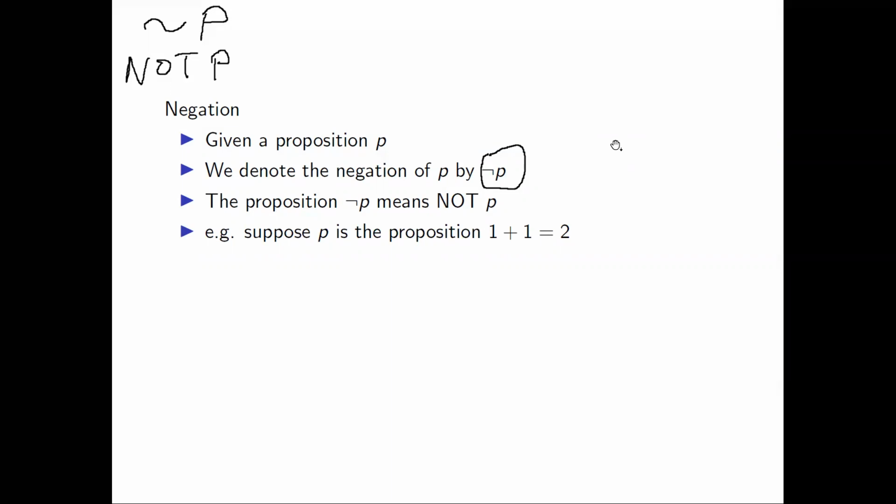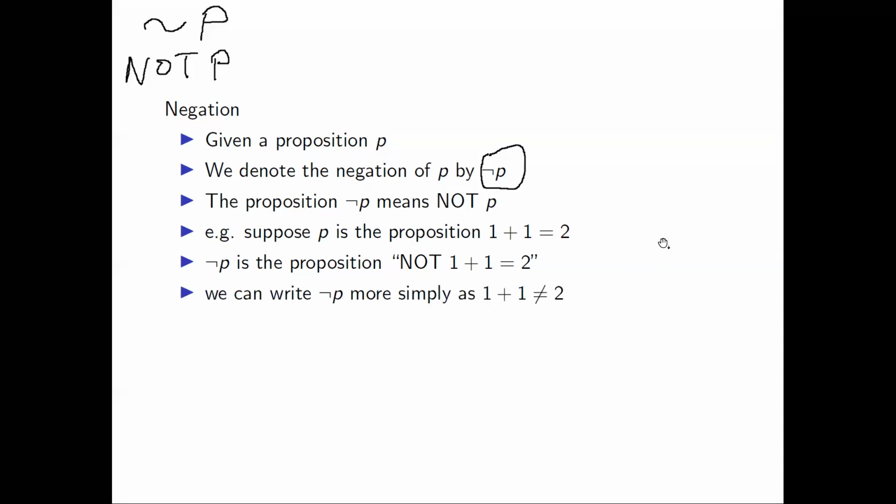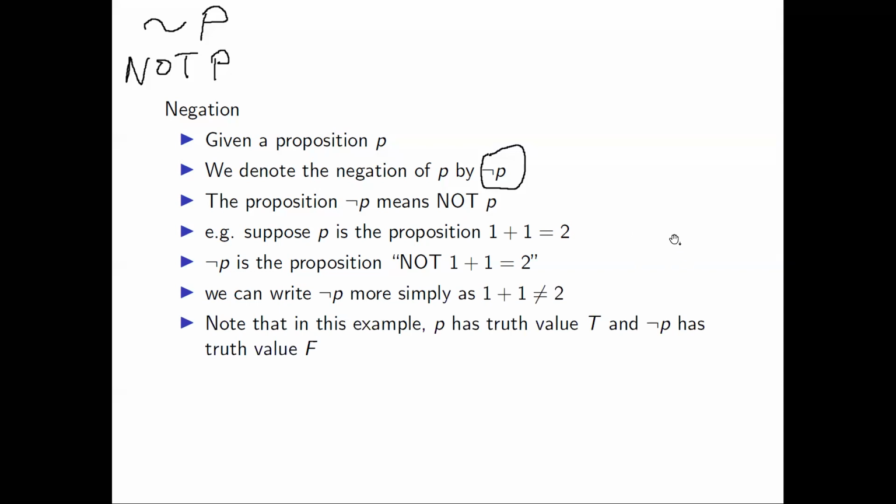So let's consider an example and what happens when we find its negation. So here's an example. We'll suppose that little p is the proposition that 1 plus 1 equals 2. And if we take the negation, not p, that's going to be the proposition not 1 plus 1 equals 2. In other words, it is not the case that 1 plus 1 equals 2. A simpler way we can say this, we can say not p as 1 plus 1 does not equal 2. And in the example that we just considered, note that the original proposition p, 1 plus 1 equals 2, was true. So p had truth value T. Not p, on the other hand, had truth value F. It was false.